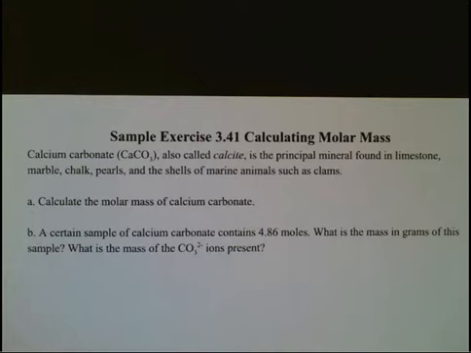Secondly, a certain sample of calcium carbonate contains 4.86 moles. What is the mass in grams of this sample? And what is the mass of the carbonate ions that are present? I'm going to press pause now because here come the solutions.